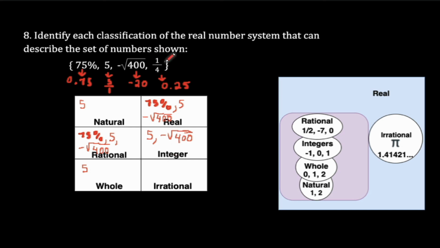So last but not least, let's move on to 1/4. So I've simplified it to 0.25 to help us out. So is 0.25 a natural number? It's not. And if you take a look at its original form, 1/4 is certainly not a natural number, because natural numbers do not contain decimal numbers or fractions. So we'll leave that blank. It is a real number. So we'll place 1/4 here.